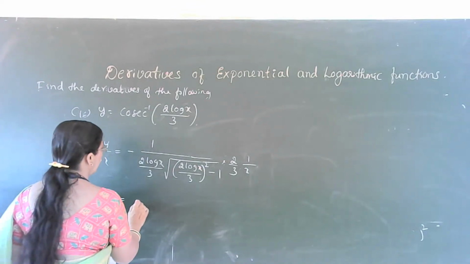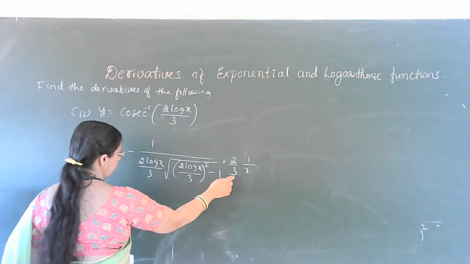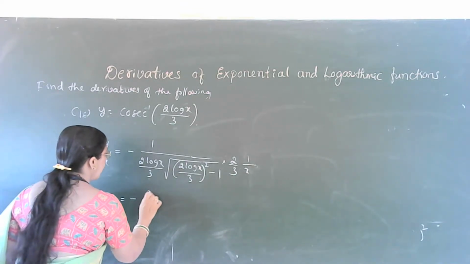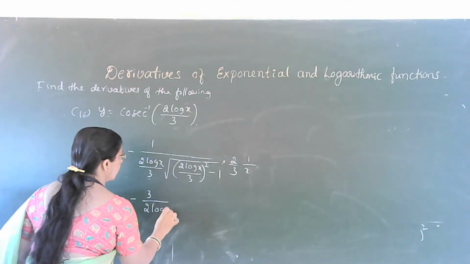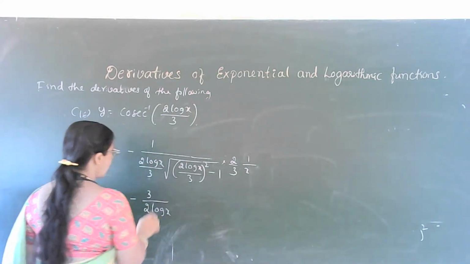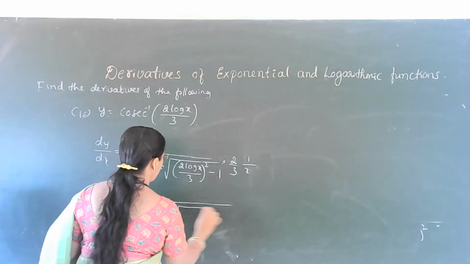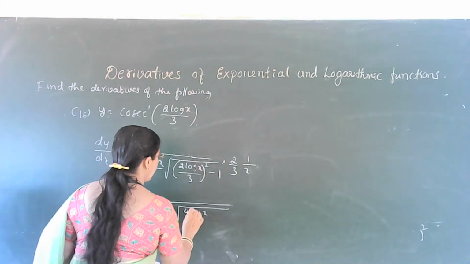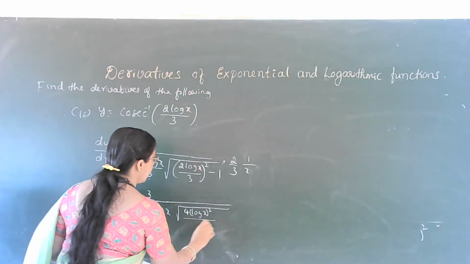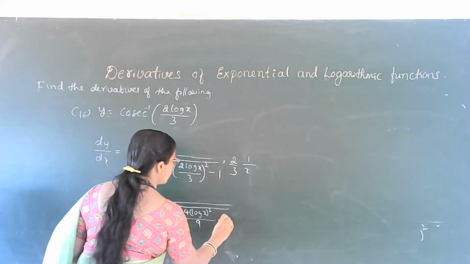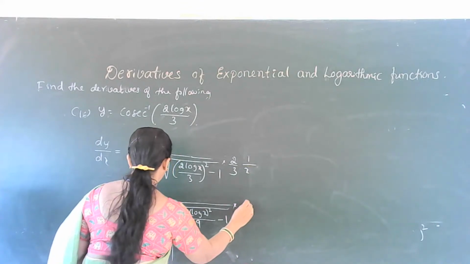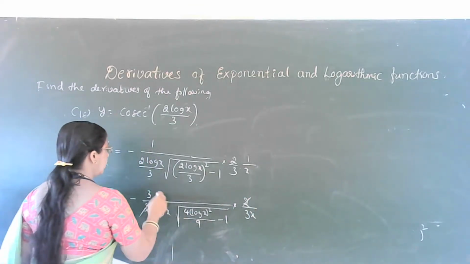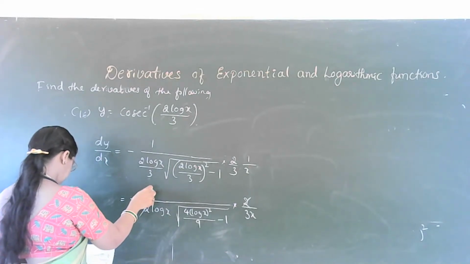Then by simplifying we get minus 3 by (2 log x) into square root of ((4 (log x) whole square divided by 9) minus 1), into 2 by 3x. Here the 2 gets cancelled, and the 3 also gets cancelled.